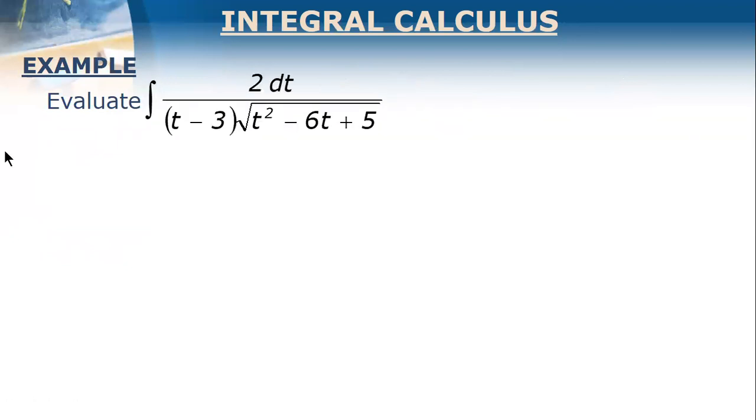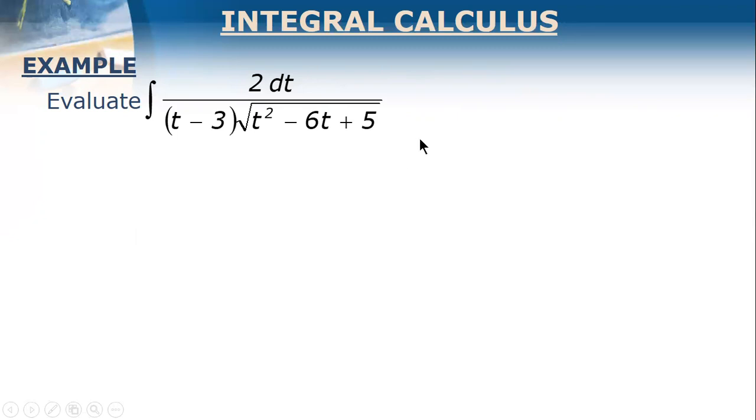And for this one, the integral of 2 dt over t minus 3 times the square root of t squared minus 6t plus 5. Since we have this term outside the radical sign, it gives us an idea that this will fit the form of arcsecant. So our problem here is to make this one a difference of two squares.